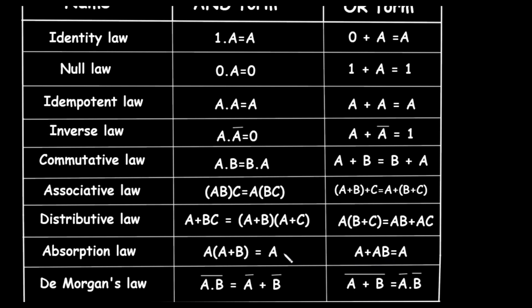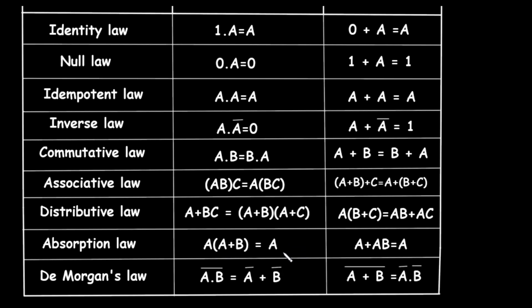Now in case of AND form, similarly, if A is true, the expression is 1 into 1 plus B, which is 1. If A is false, it will be 0 into 0 plus B, which is 0. The result is always A.